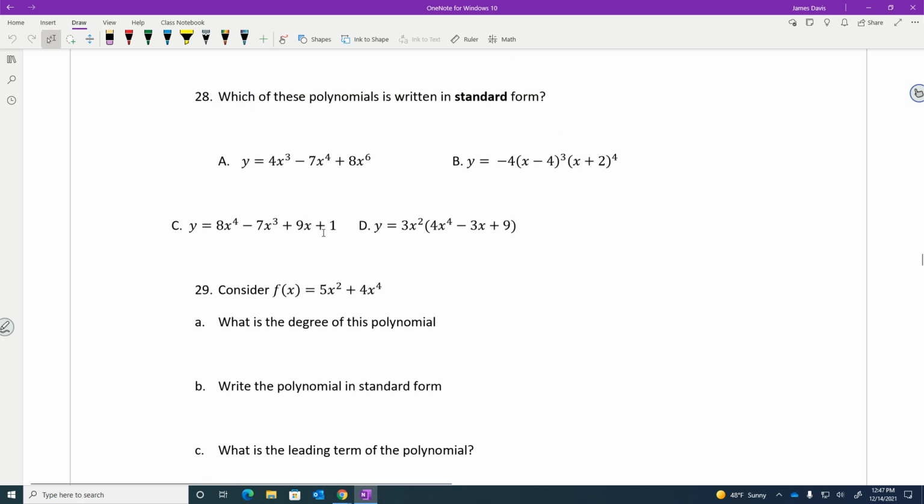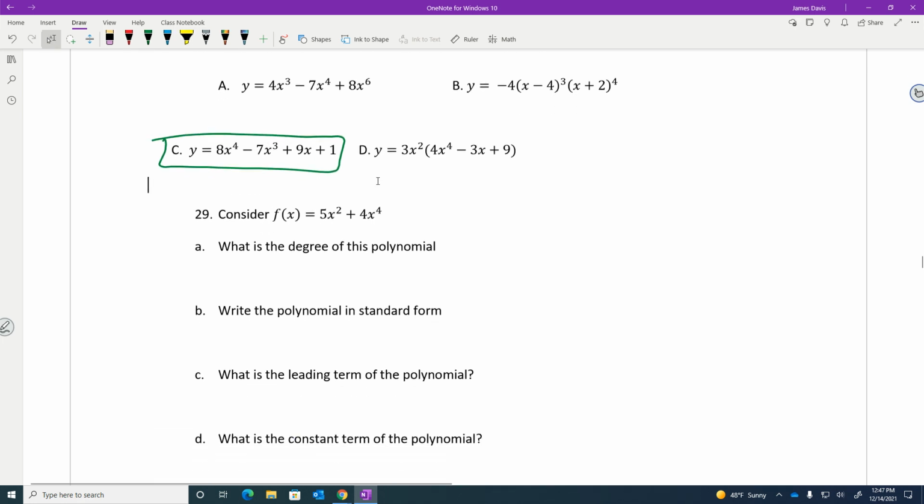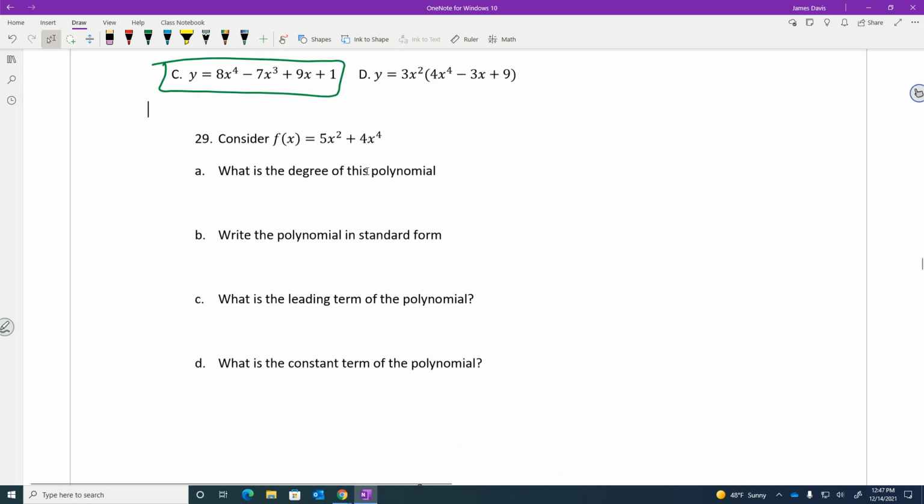All right, so let's choose which one of these is written in standard form. Pretty easy one here. So it's going to be C. Highest power, lowest power. All right, a few terms. This is more so when we answer harder questions, you remember what all these things are.